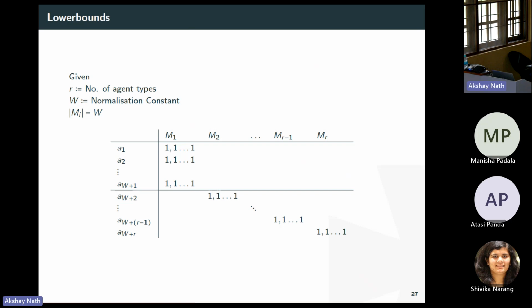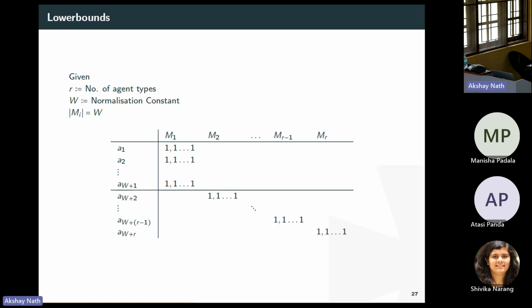For lower bounds, you have to show just one instance, which shows that in this particular instance, you have to have this loss of welfare. There is no algorithm that can give you better welfare while simultaneously giving you a fair allocation. So let's look at this instance over here. We have W plus 1 agents of the same type, and the remaining agents are of different types. Each of these M_i is a bundle of W goods each.